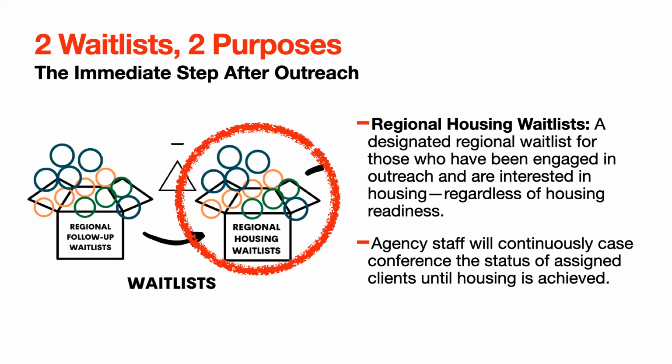And then the second list is the regional housing wait list. Again, we have one designated for each region, of people who have been engaged in outreach and they are interested in housing. And the caveat there is they're interested in housing regardless of housing readiness. So if they express a desire to be housed, they are going on the regional housing wait list. And so their agency staff will be able to continuously check on them and case conference, and also work on their case until their housing is achieved.